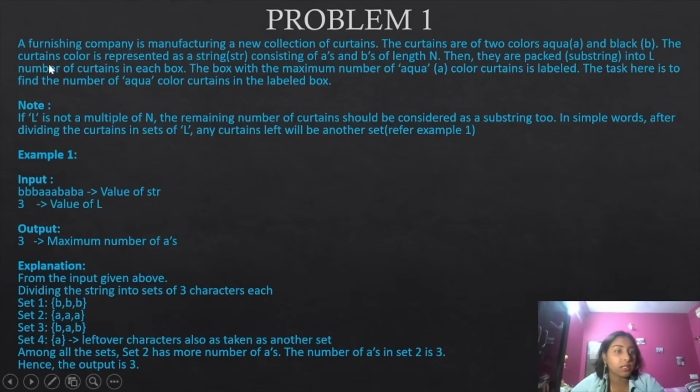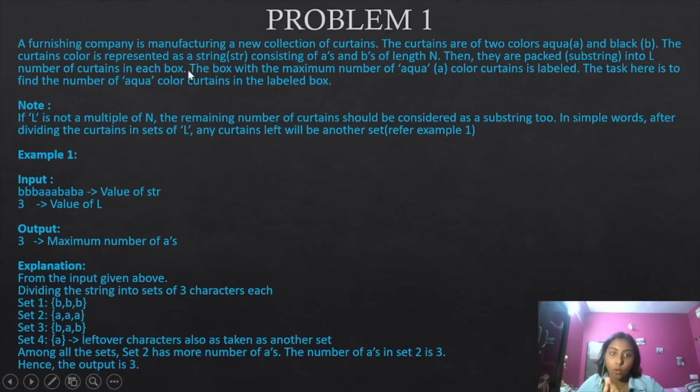So what's the question saying? A furnishing company is manufacturing a new collection of curtains. The curtains are of two colors, aqua, which is denoted by A, and black, which is denoted by B. The curtain's color is represented as a string str consisting of A's and B's of length N. So there is a string which has A, B, A, B, A, B, B like that, of length N. Then they are packed, which is the substring, into L number of curtains in each box.